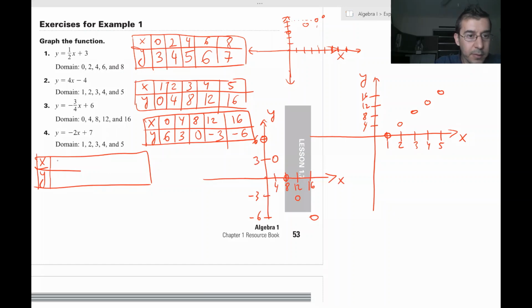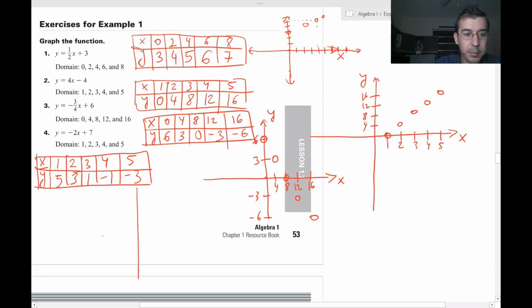Okay, so the values are 1, 2, 3, 4, and 5 for x. And for y, when x is 1, we have minus 2 plus 7 is 5. When x is 2, we have minus 4 plus 7 is 3. When x is 3, we have 1. When x is 4, we have minus 1. And when x is 5, we have minus 3.